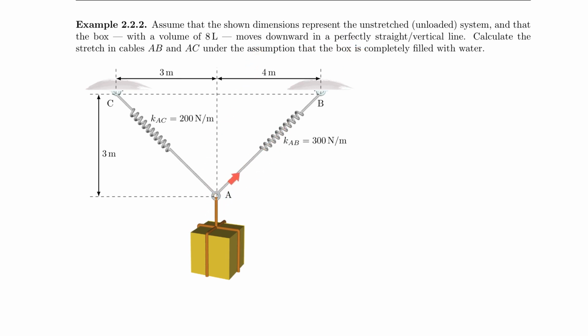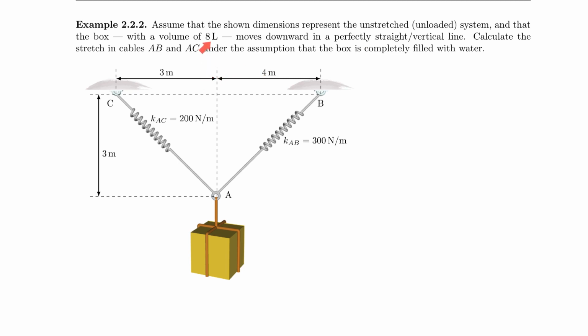This may not be true in real life because the length here is different than here and maybe the stiffness is different here. So the stiffness, by stiffness I mean the spring constant. Therefore, it may shift a little bit to the left and to the right, but that is irrelevant to us here. We move downwards in a perfectly straight line.